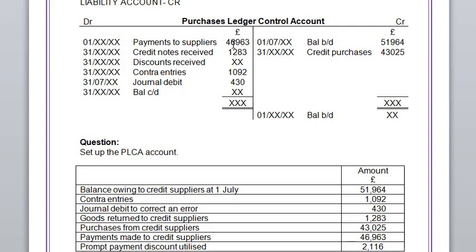And then you have prompt payment discount utilized. So somebody gave me a discount if I pay early, or sets of people or suppliers. If you've taken that up, you will then find that the amount that you are owing will reduce. So I plug it into the discount received.